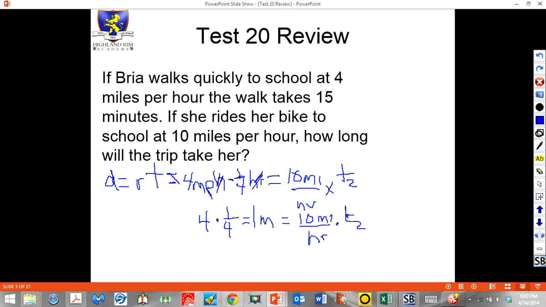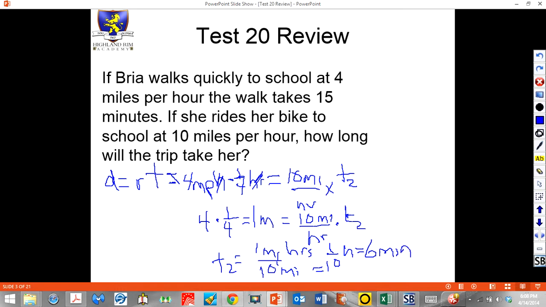Now, what does that mean? That means T2 is equal to 1 mile over 10 miles per hour, in hours, which is equal to 1/10 of an hour, which is equal to 6 minutes.